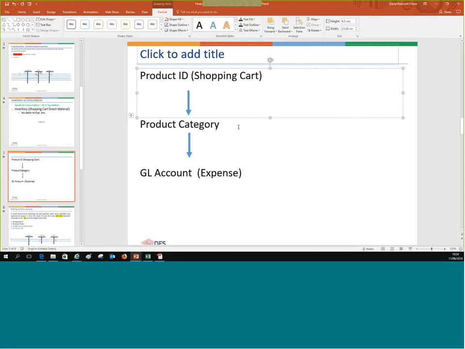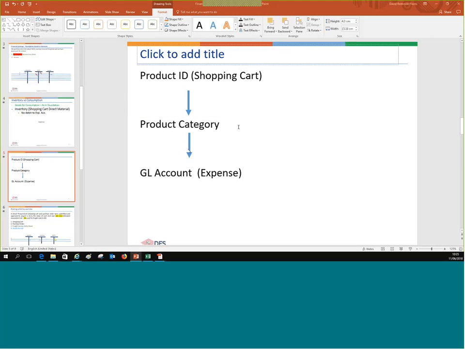All right. Do you remember this from foundation? Could you please click on the green check if you remember, from foundation, that this is the determination of the GL account based on the product. There was a shopping cart, the acquisitioner should select the right product ID, the system will get the product category, and from there it will determine the GL account for expense.